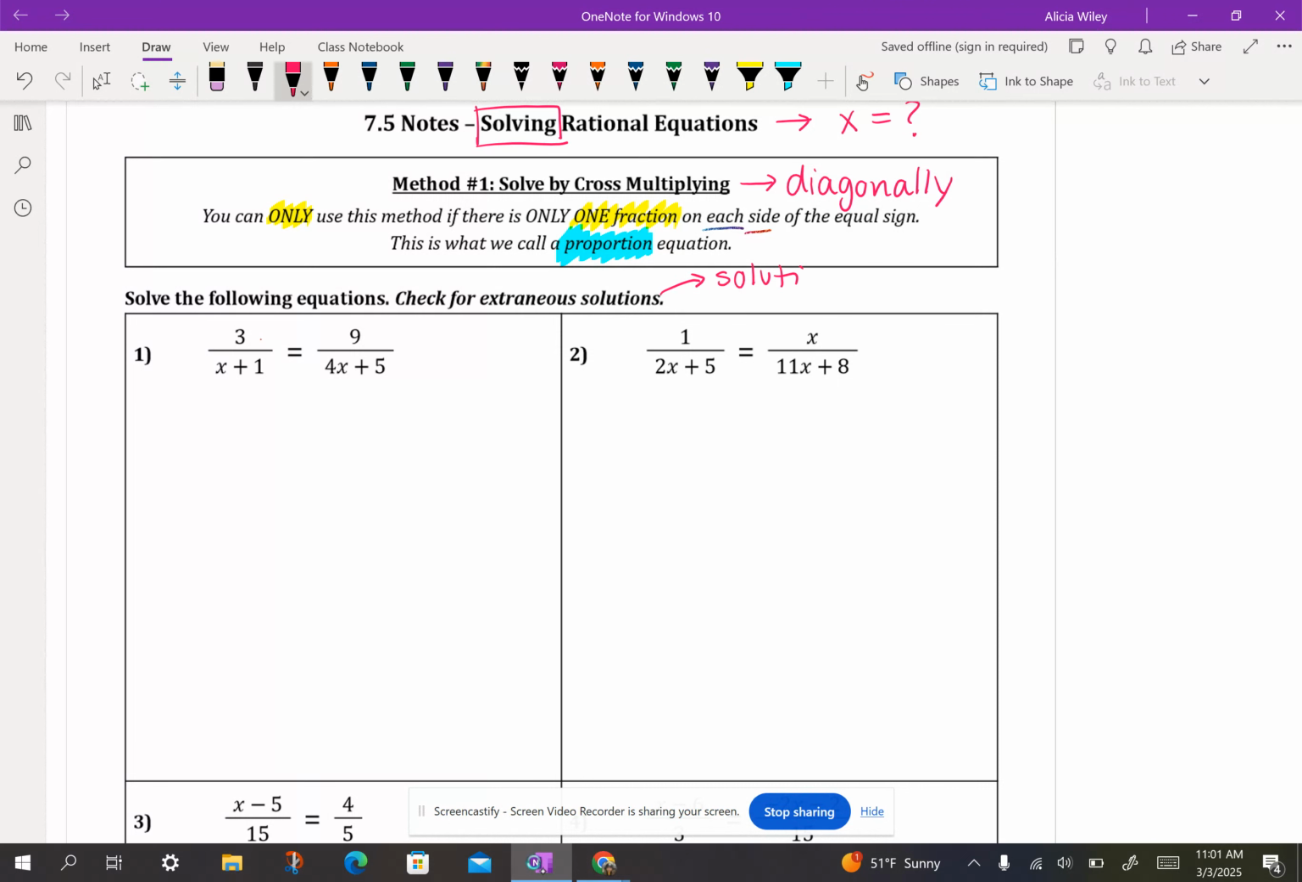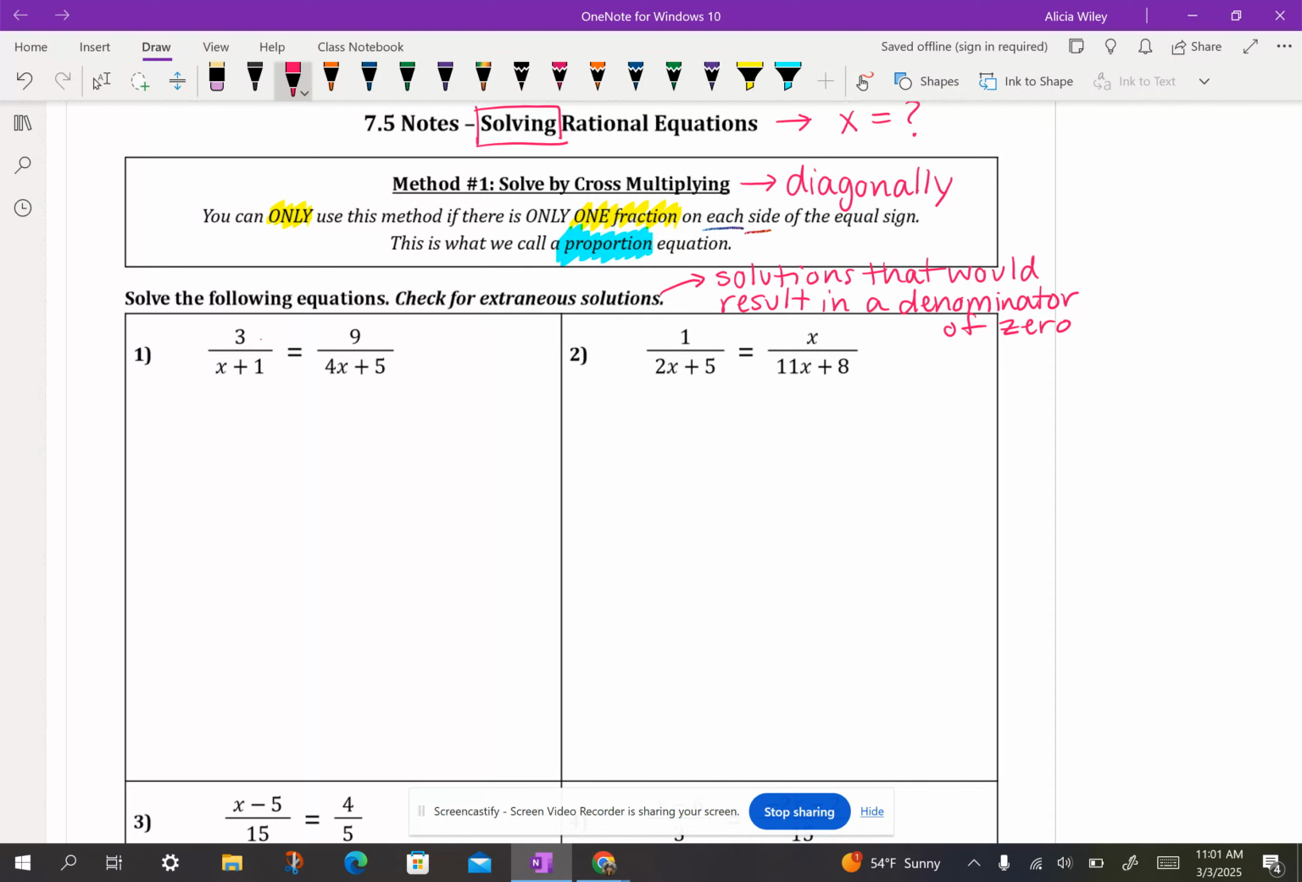solutions that would result in a denominator of 0. So remember, it's like those excluded values where we would say what values of x would make the denominator be 0. Well, for equations, we call them extraneous solutions. So it's the same idea as the excluded values that we had talked about before.